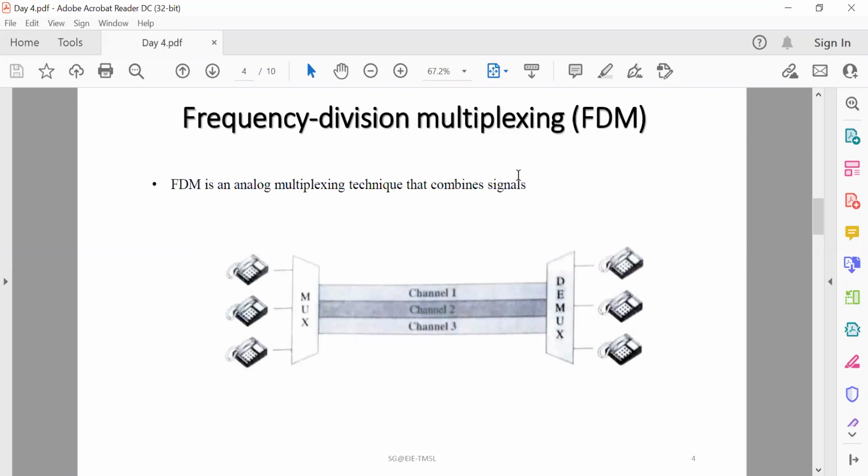Frequency division multiplexing, or FDM. This is an analog technique that can be applied when the bandwidth of a link is greater than the combined bandwidth of the signals to be transmitted. In this case, signals generated by each sending device modulate different carrier frequencies. These modulated signals are then combined into a single composite signal that can be transported by the link.